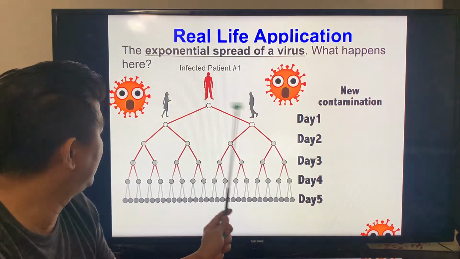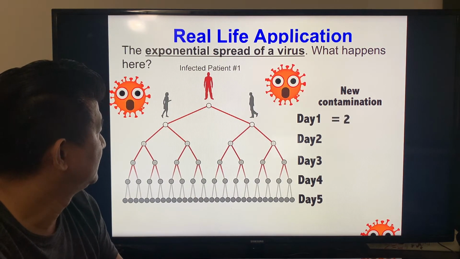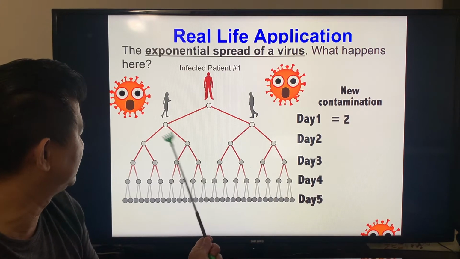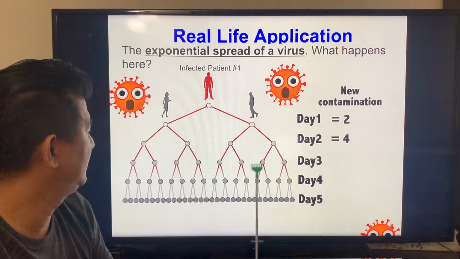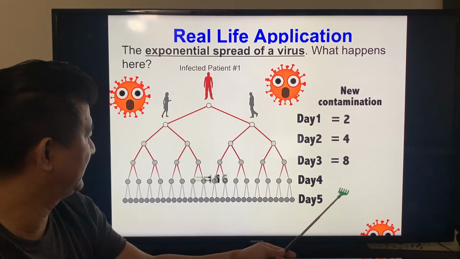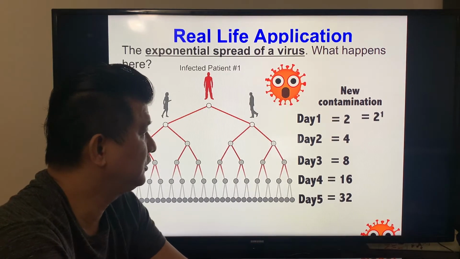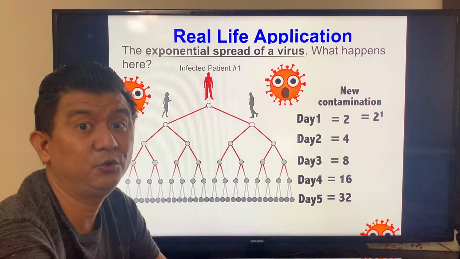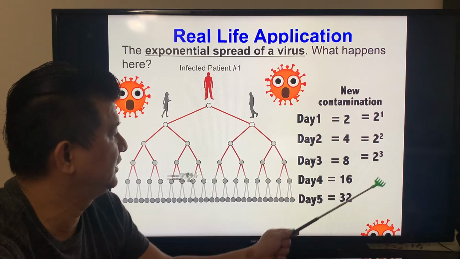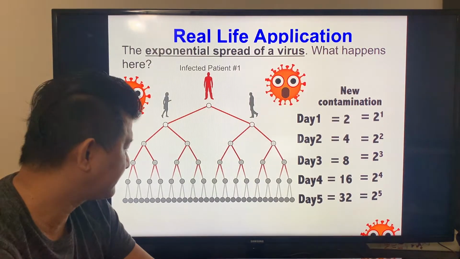How many new contaminations are there each day? Let's start with day 1 is when these 2 met patient number 1. So there are 2. Day 2, there are how many new ones? 1, 2, 3, 4. There you go. For day 3, there are 8. For day 4, there are 16. And day 5, there are 32. Also, you could write this as an exponent. 2 to the first, 2 to the second, 2 to the third, 2 to the fourth, and 2 to the fifth. Do you agree? Yes.